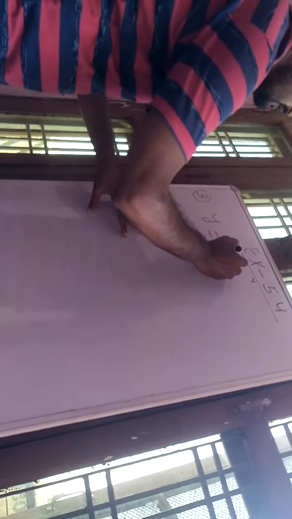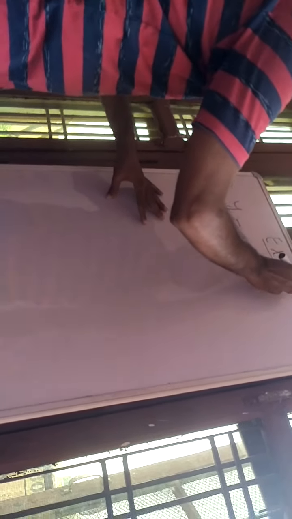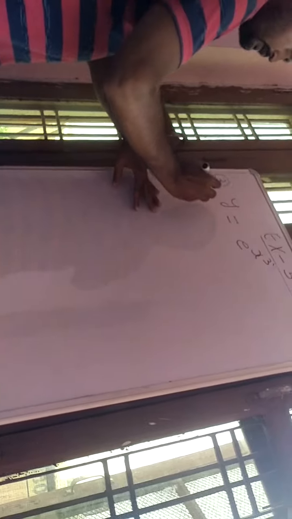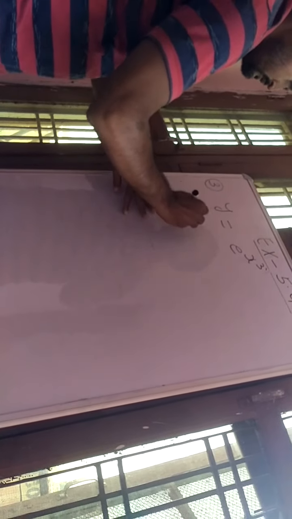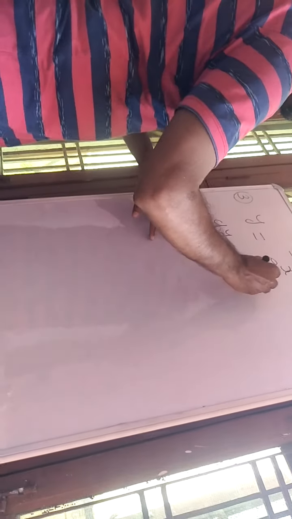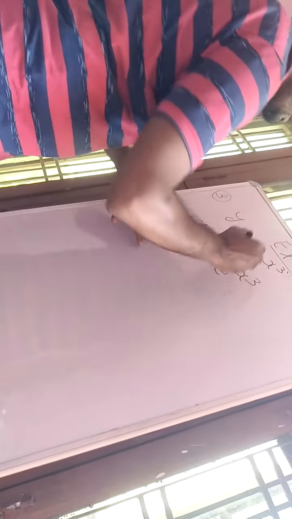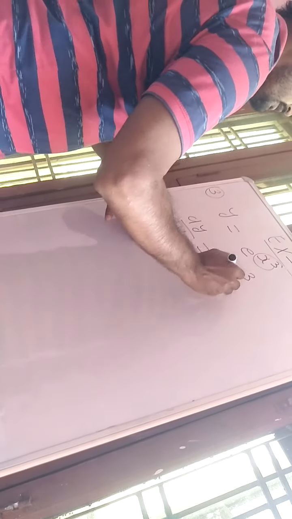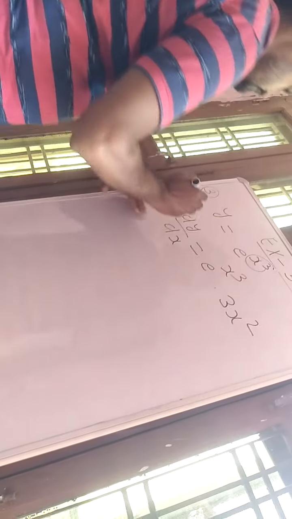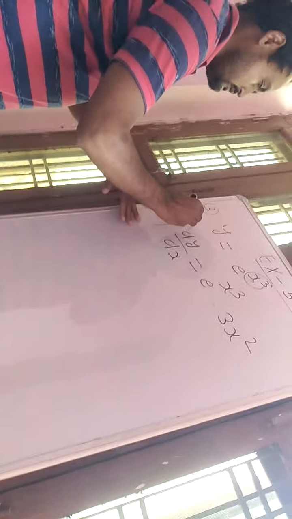y equal to e to the power x to the power 3. So we have to find dy by dx. So same to same, by chain rule e to the power x to the power 3. The first term is complete, the second term is x to the power 3. Smartly we have to write 3x square. This by chain rule, this is the answer.